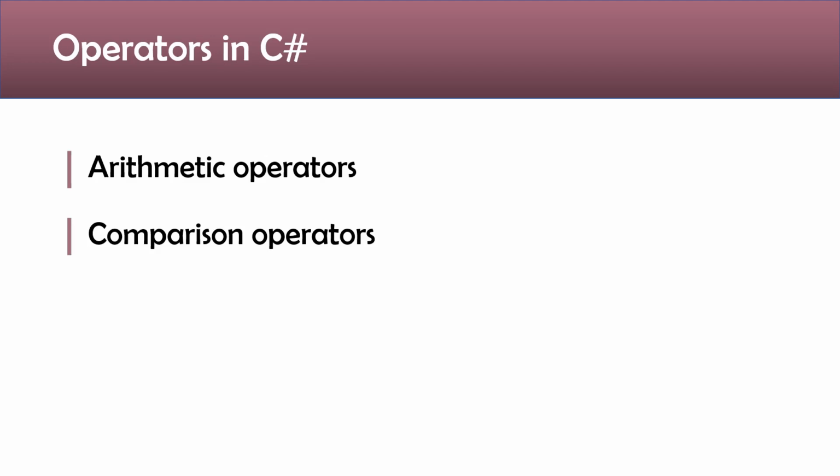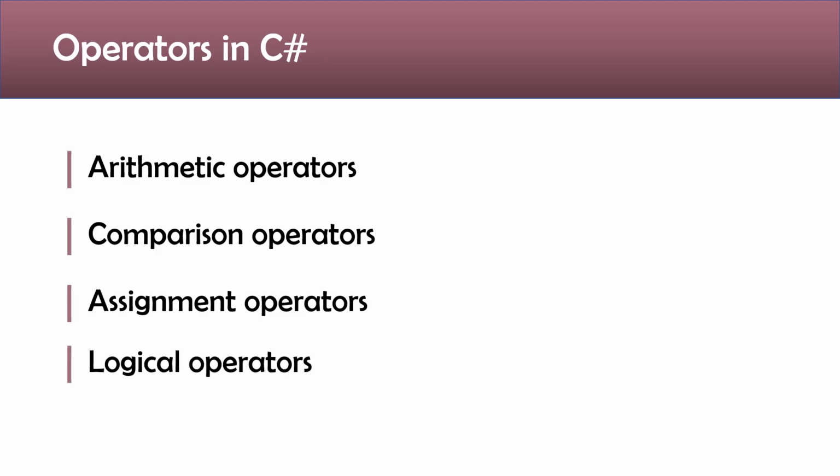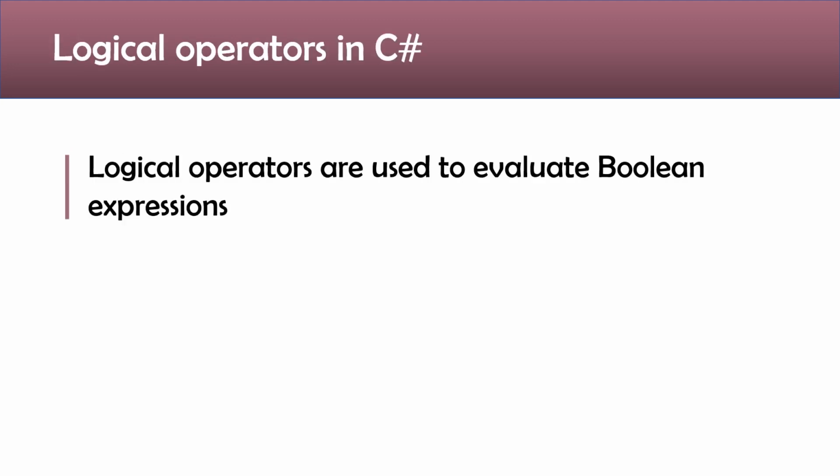As you all know, we have different types of operators in C Sharp. We have arithmetic operators that are used to perform arithmetic operations, and comparison operators which are used to compare values. Then we have assignment operators. The same way, we have logical operators. Logical operators are used to evaluate Boolean expressions. Boolean expressions are expressions that return either true or false.